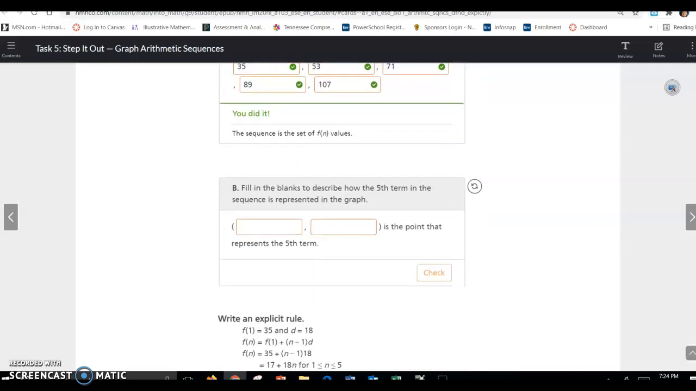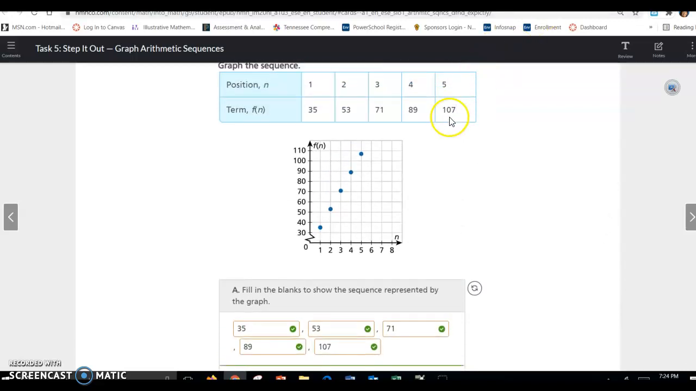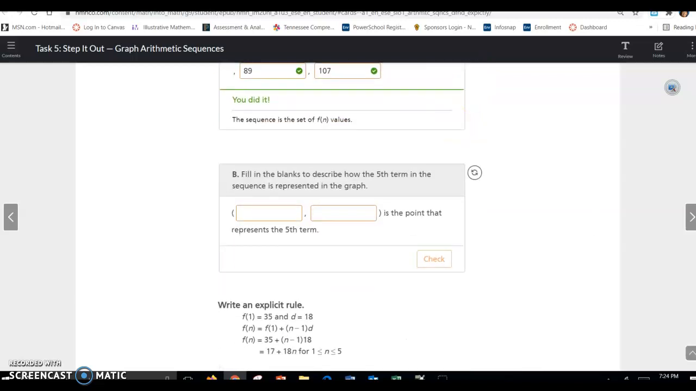All right, fill in the blank to describe how the fifth term in the sequence is represented in the graph. So the fifth term is 5 and 107. It's represented as an ordered pair.